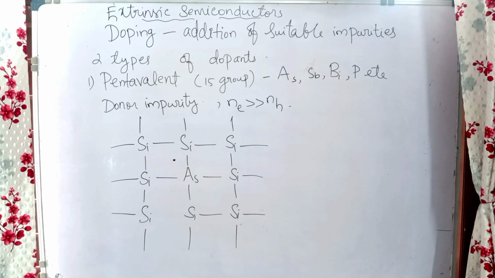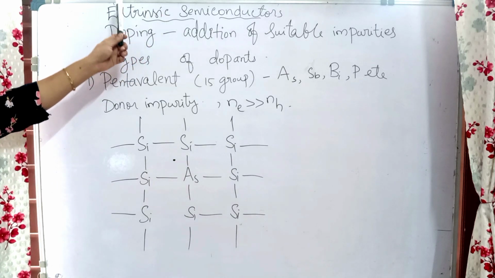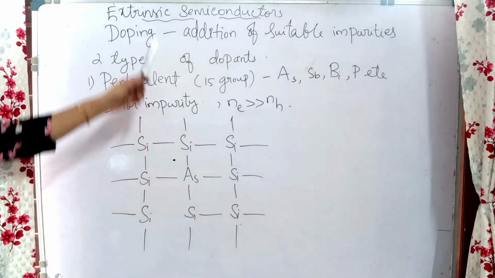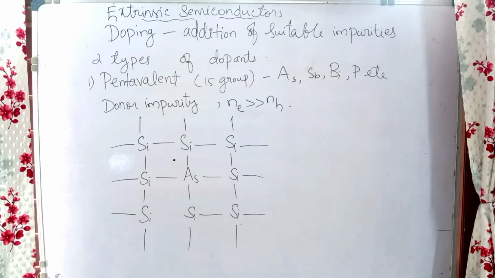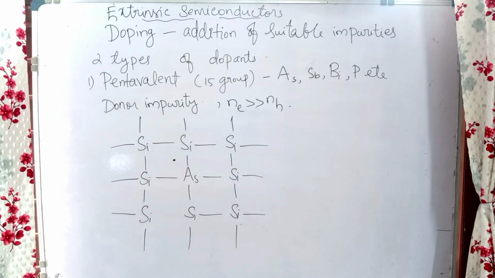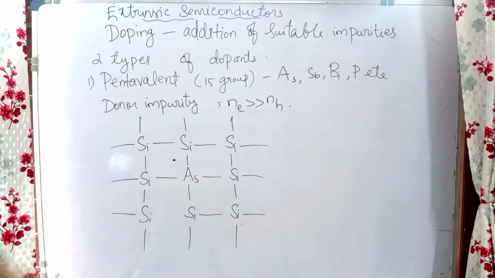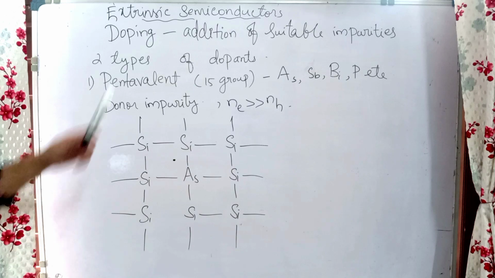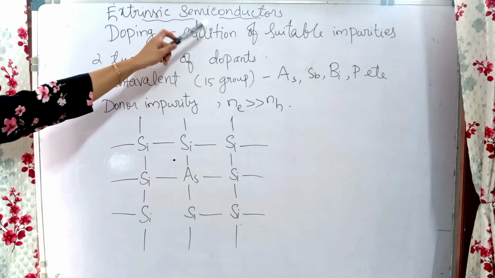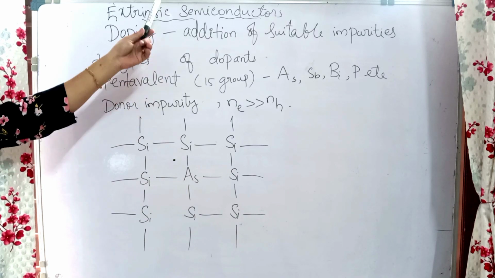Now we have to learn about extrinsic semiconductors. Extrinsic semiconductors means doped semiconductors, where some impurities are added to the semiconductor, as we have told. So what is doping? That also you have to understand. Doping means the addition of suitable impurity to the semiconductor for improving its conductivity.